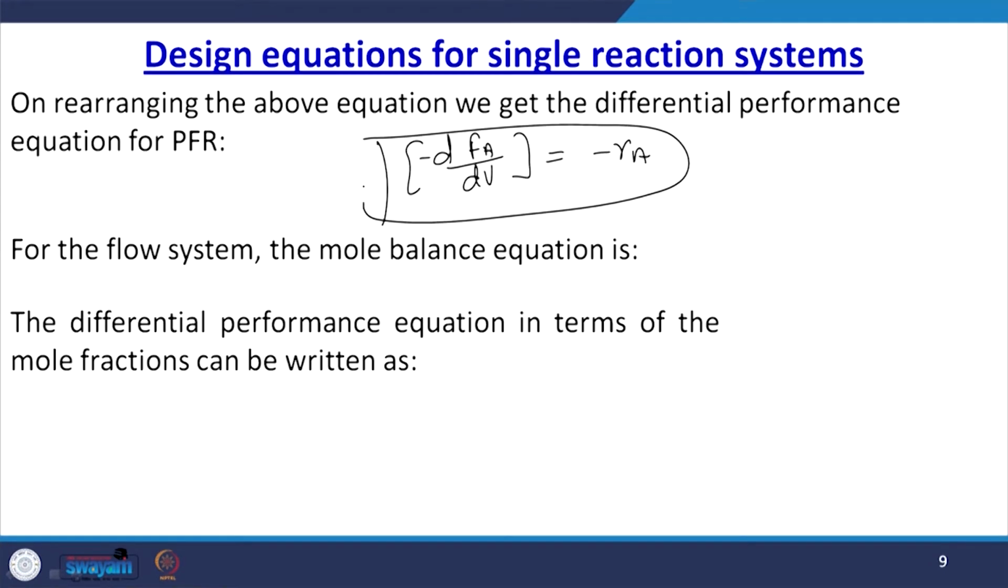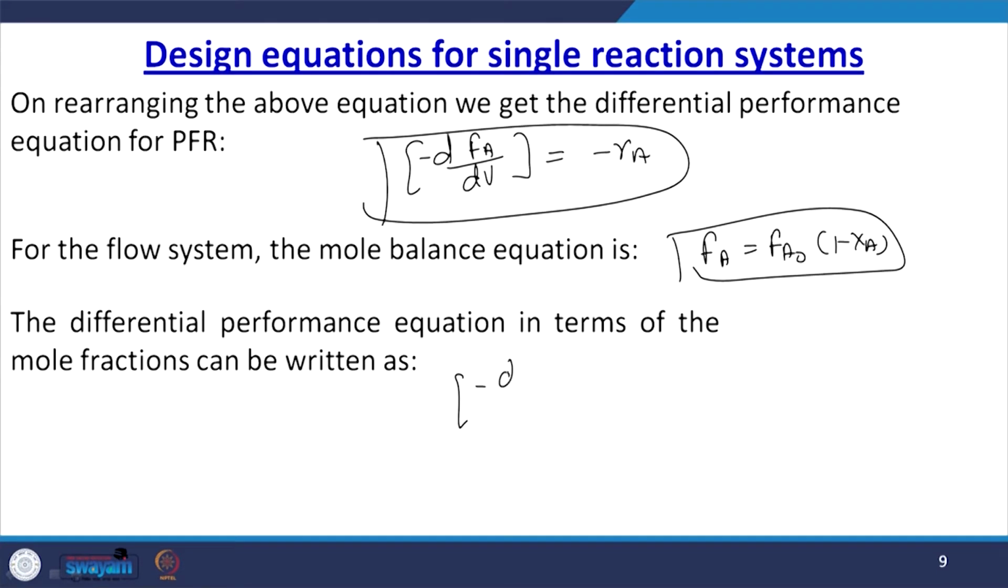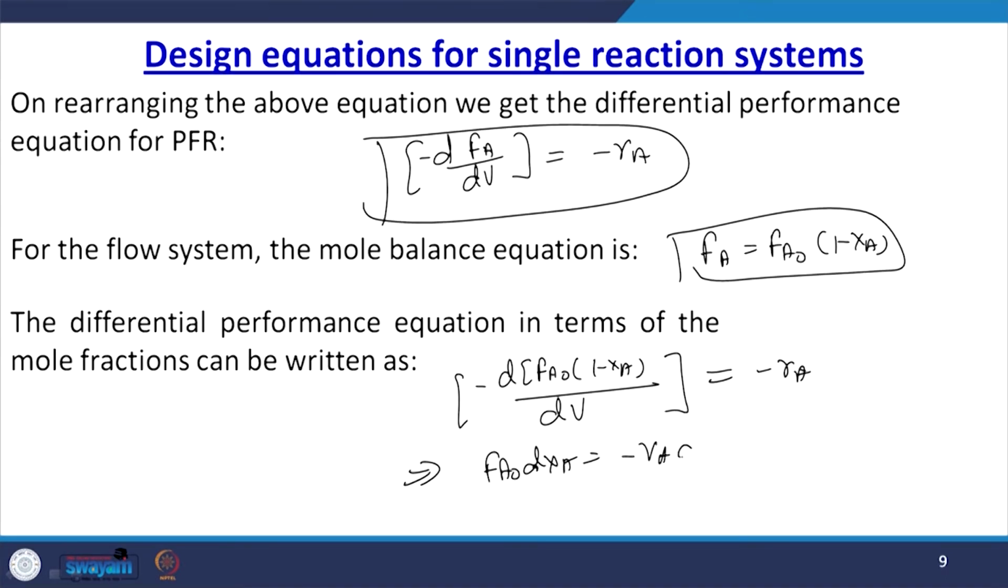Now, for the flow system, the mole balance equation can be represented as FA is equal to FA naught (1 minus XA). Now, the performance equation in differential form in terms of conversion can be written like this: minus FA naught (1 minus XA). Now, this term is equal to this one. So, therefore, FA naught dX is equal to minus RA dV. This is the differential form of the performance equation with respect to conversion.